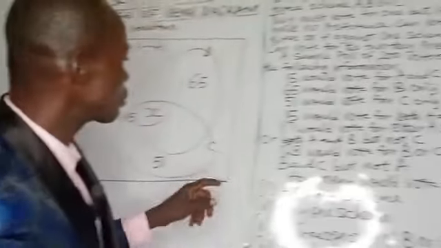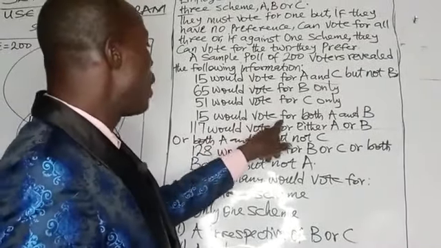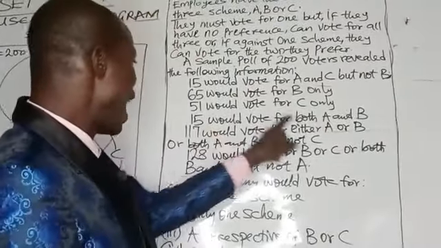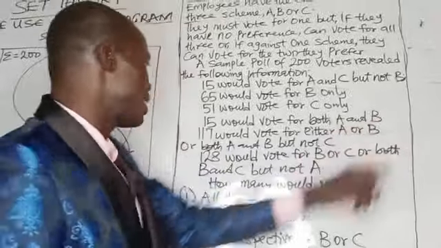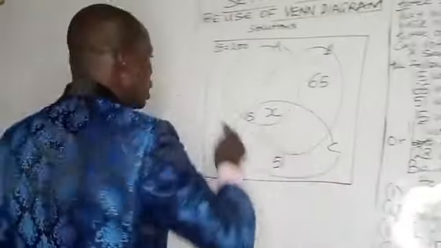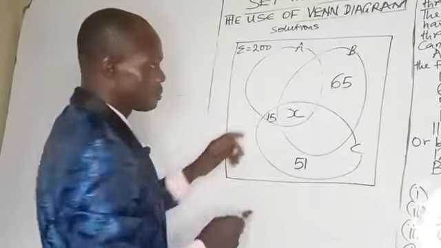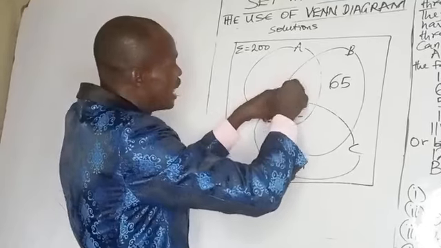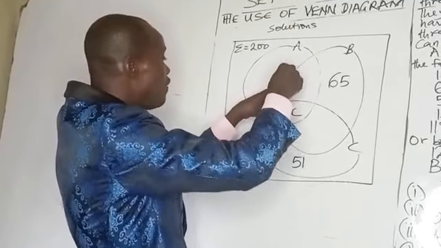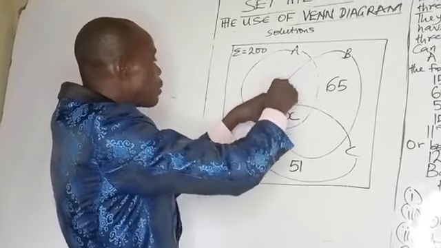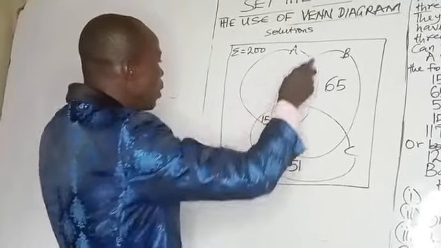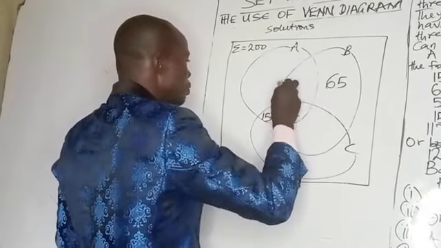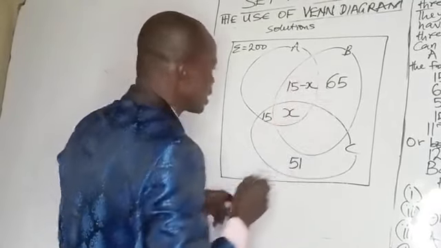Take note of that. 15 will vote for both A and B. The word only is not there. That is 15. So since only is not there, it is wrong to put 15 here. But if the word only is there, then you will have inserted that 15 here. So the whole of this is 15, which is inclusive of X. So you remove the X.